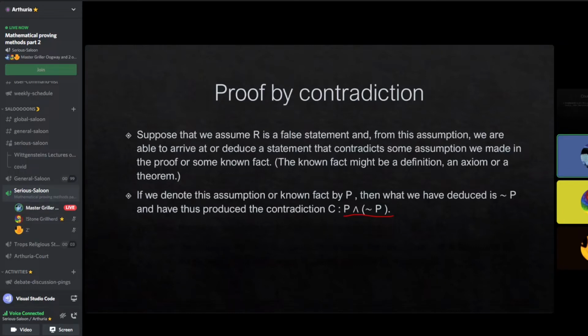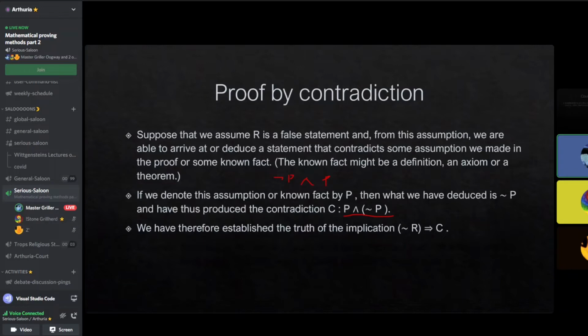So I think that this is very straightforward, right? We have deduced not P, and we know that P is true. How do we know that P is true? It can be an assumption of the proposition. It can be a known fact. It can be an axiom. It can be a lot of things, right? So we have deduced these two things. These two things are simultaneously occurring within the contradiction, and that is precisely what we don't want. And this defines what a contradiction is.